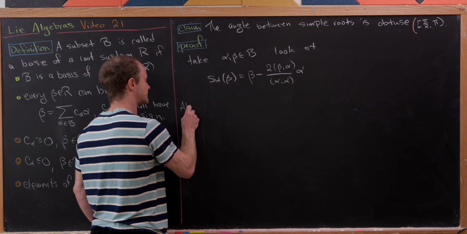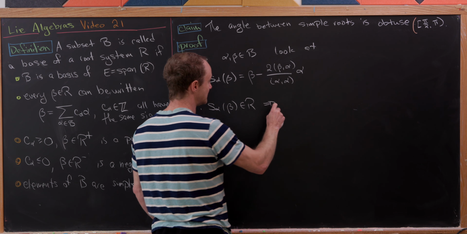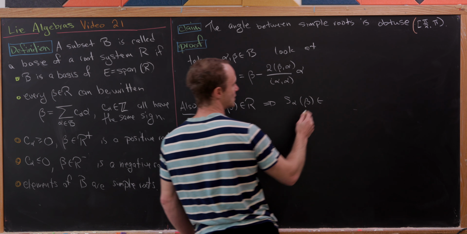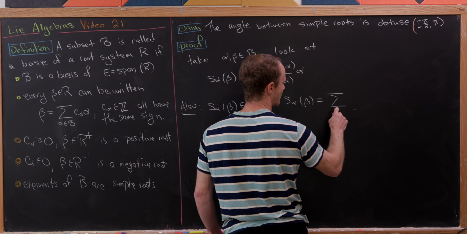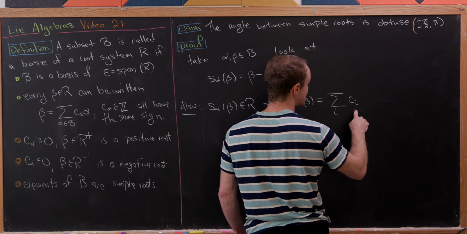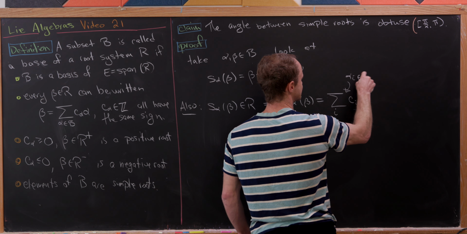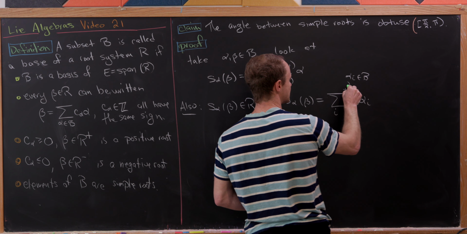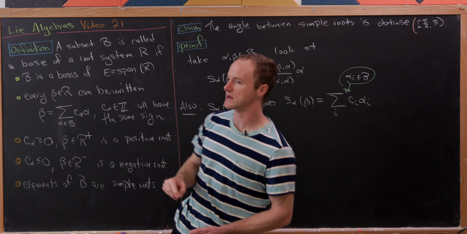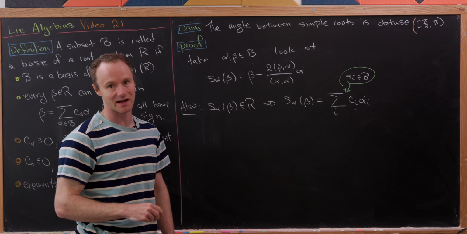But then let's also note that S alpha beta is in R, which means that S alpha beta can be rewritten in the form of the sum over some index I of Ci times alpha I, where understood here is that these alpha I are in B. That's just by this condition right here. And furthermore, all of those Ci's have the same sign.